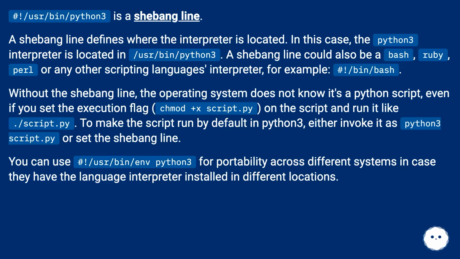#!/bin/bash. Without the shebang line, the operating system does not know it's a Python script, even if you set the execution flag with chmod +x script.py on the script and run it like ./script.py. To make the script run by default in Python 3, either invoke it as python3 script.py or set the shebang line. You can use #!/usr/bin/env python3 for portability across different systems, in case they have the language interpreter installed in different locations.